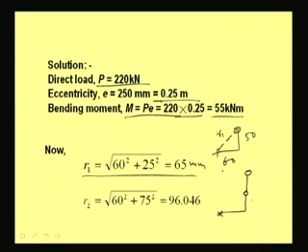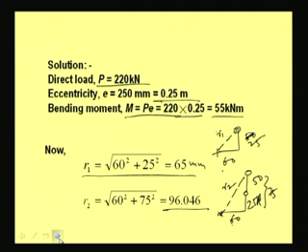So, this is the CG, this is 50, this is 25 and this is 50, this is also 25. So, this will come R2 as root over 60 square plus 75 square, which is coming as this. So, R1 and R2 we could find out. Now, we can find out the summation r square.